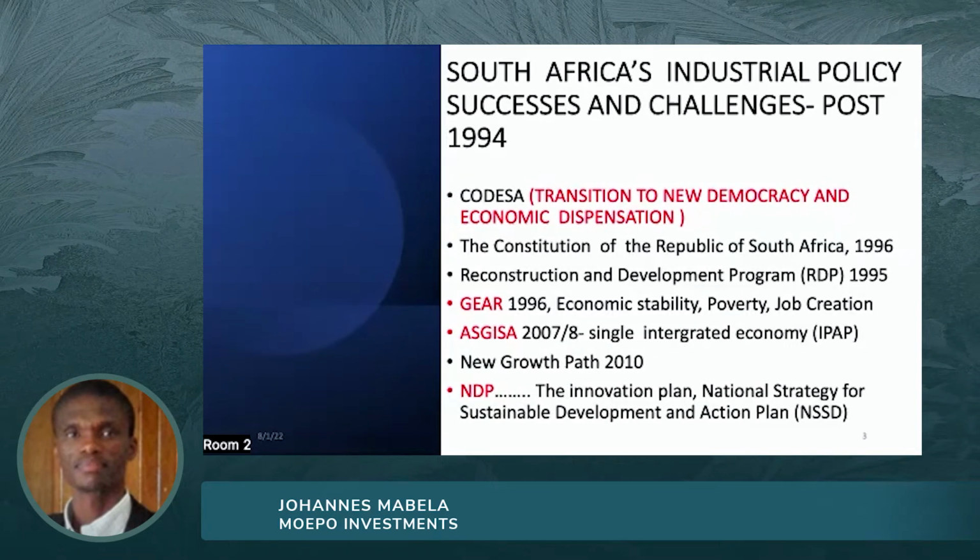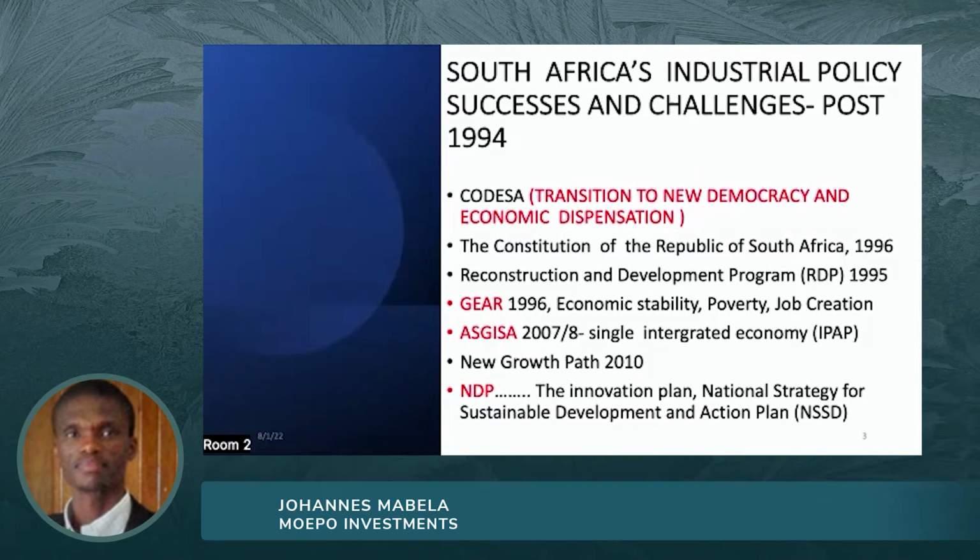South Africa's industrial policy successes and challenges since 1994. Our political transition in 1994 caused the country to transition to political and economic emancipation in South Africa. So much has been done. Policies in terms of economic development have been implemented, but there were challenges and problems, as we saw, in our political, economic, and policy environment.